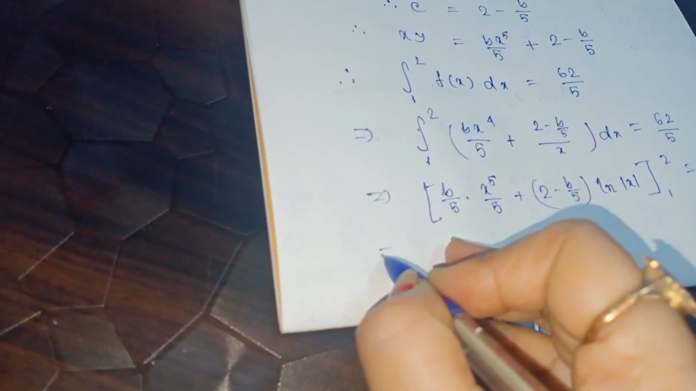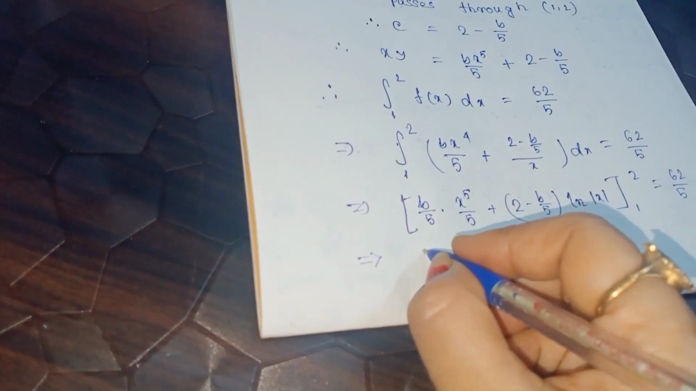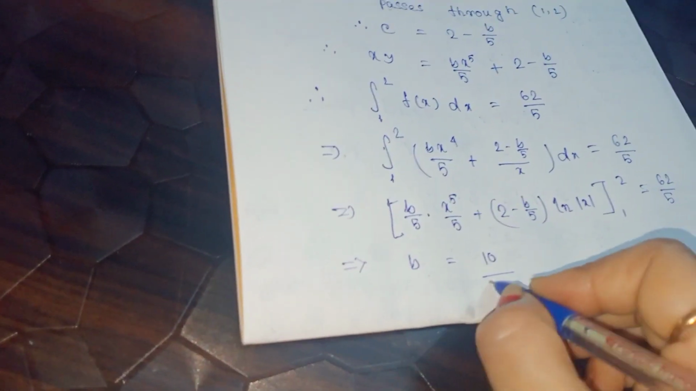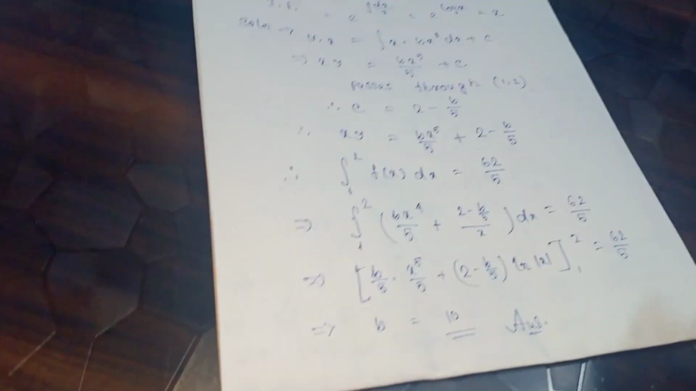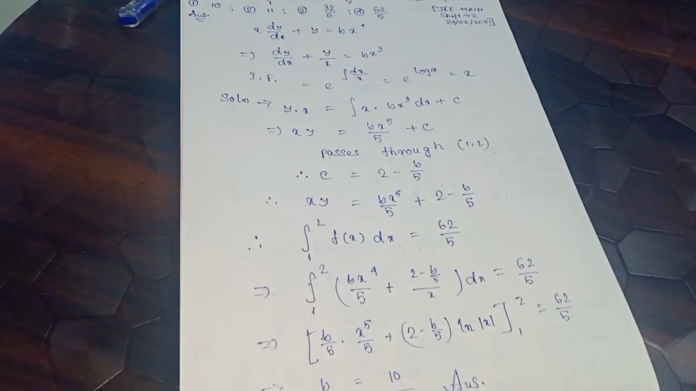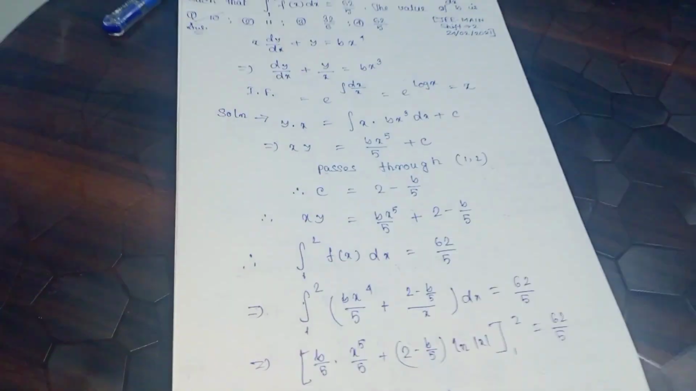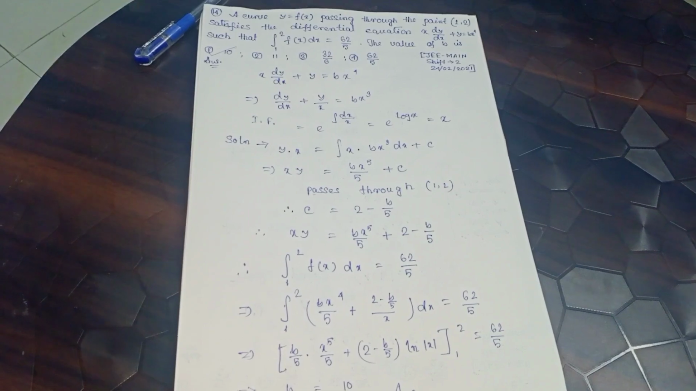So after calculating and putting the upper and lower limits, here we get b = 10. So we reached our required answer, and option 1 is our correct choice. So here is the whole solution of question 14.